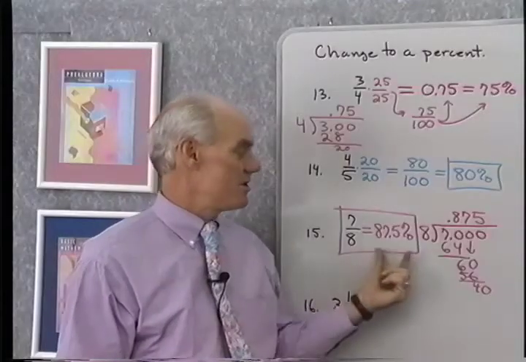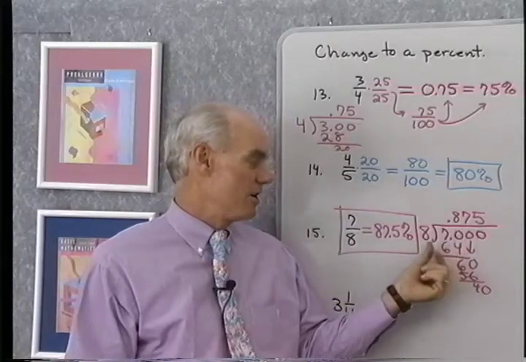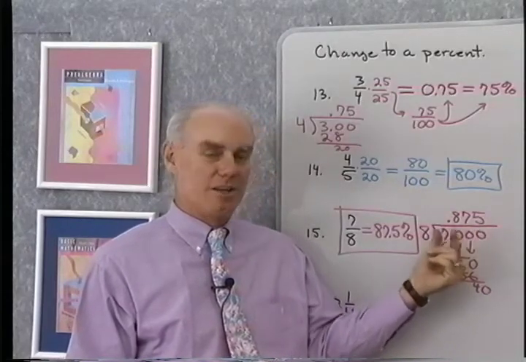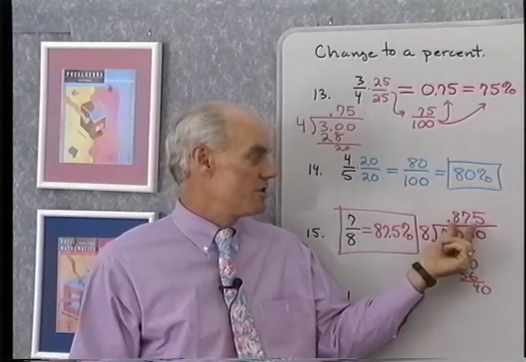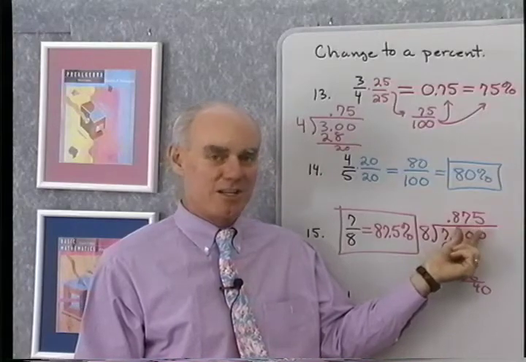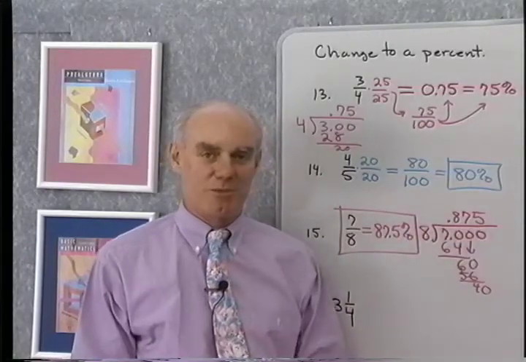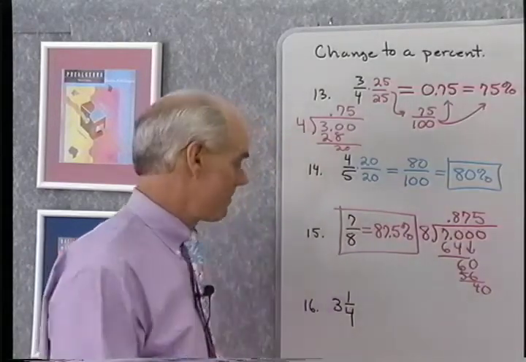So here's the problem that's easiest to do if we actually do that division. I'll divide 8 into 7. The division yields 0.875. I change that decimal to a percent. I get 87.5%.